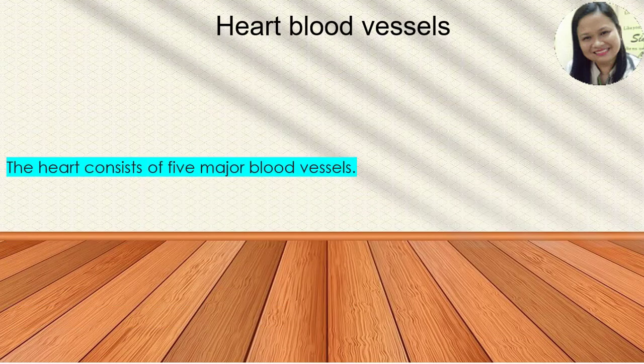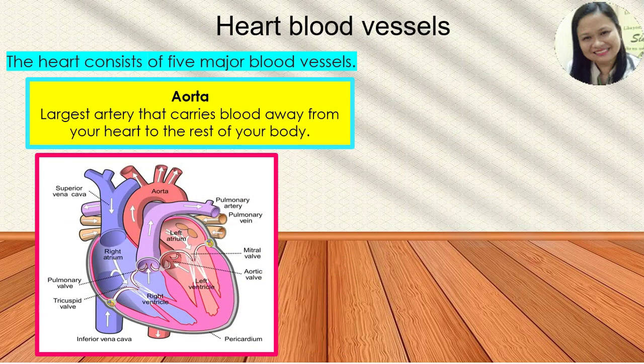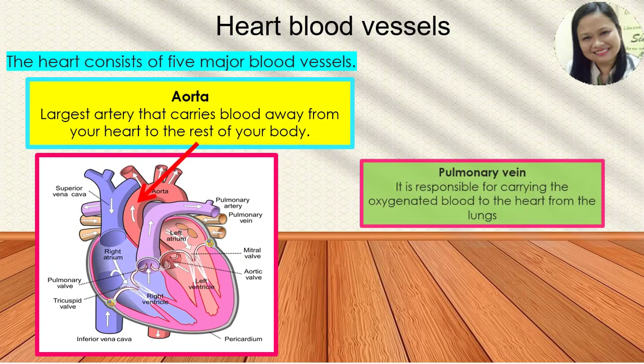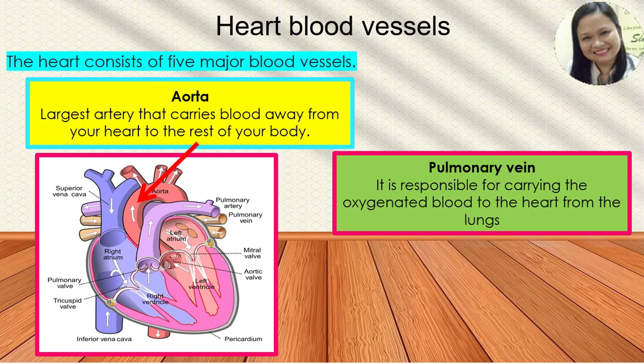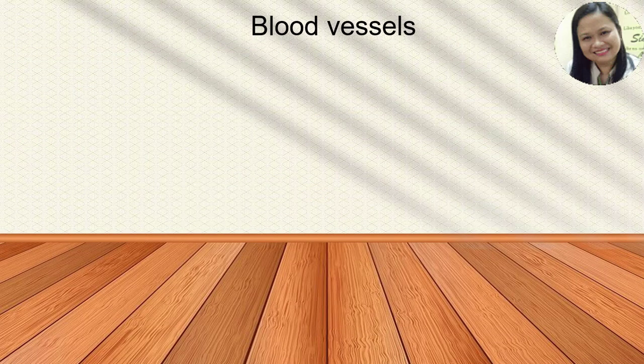Heart blood vessels. Aside from vena cava, we also have aorta, largest artery that carries blood away from the heart to the rest of your body. And we have pulmonary vein. It is responsible for carrying oxygenated blood to the heart from the lungs. And the last blood vessel is pulmonary artery. It is responsible for carrying the deoxygenated blood from the heart to the lungs. We are done with the different parts of the heart.